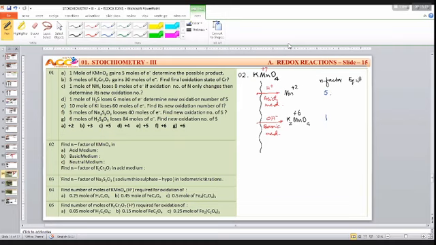Equivalent weight. What should I write now here? It is 158/5. In acid medium, the equivalent weight of KMnO4 is 158/5. In basic medium, it is 158/1.